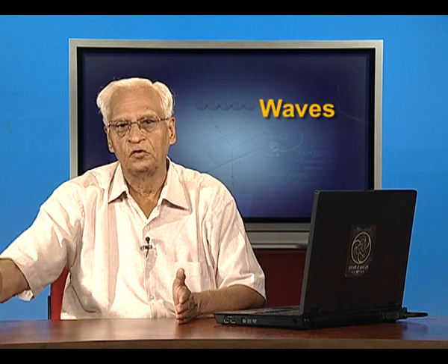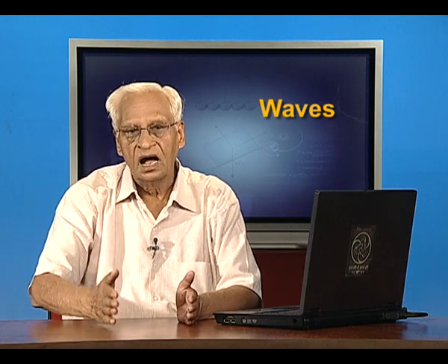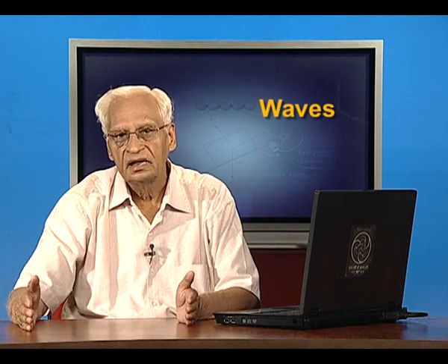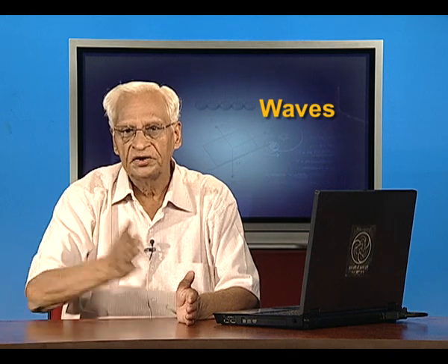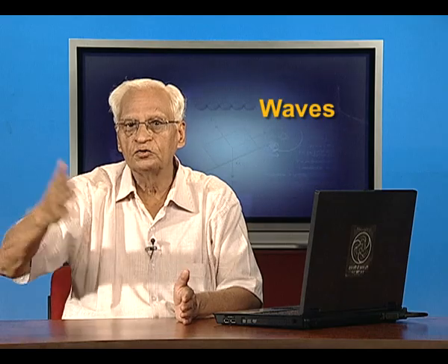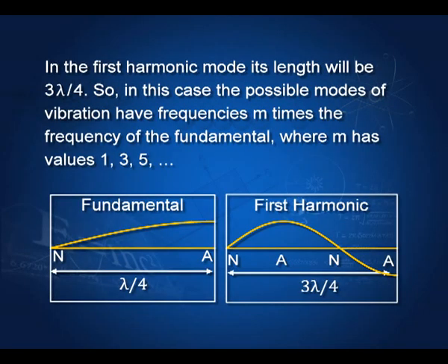2, 3, 4. If the fundamental has frequency 1, the first harmonic has frequency 2, the third has frequency 3 and so on. Nu, 2 nu, 3 nu, 4 nu. That is, harmonics 1, 2, 3, 4 are all present. In this case, only harmonics 1, 3, 5, 7, etcetera are present, 2, 4, 6 are missing.